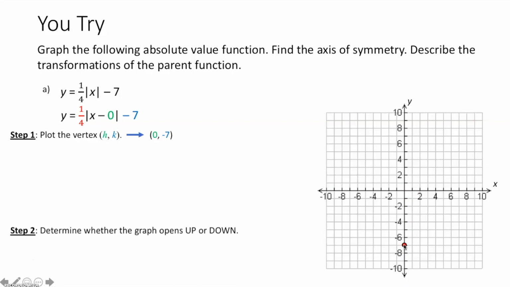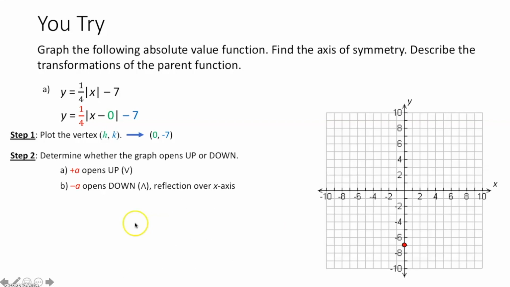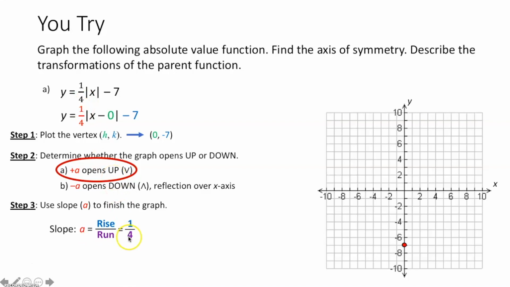Got our vertex. Next, determine whether the graph opens up or down. Is it a positive or negative a value? A value is 1/4. That's positive, so our graph is going to open up. Our v is going to be up. Next, use a slope to graph the rest of the line. What's our slope? Our slope's our a value, which is 1/4. So we rise 1 and we run 4.